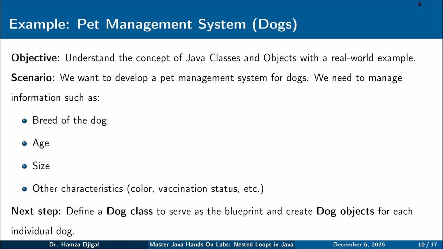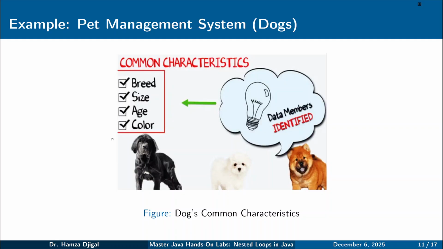So let's see this concept based on a real example. We assume we want to create a pet management system for dogs, for instance. We want to develop this, and we need to identify the common attributes of the dogs. For instance, we have the breed, the age, the size, and other characteristics. Since we say Java is OOP, it means any problem can be designed in the form of objects and classes. So first, we have to identify the common characteristics of this object. As we see here, we have identified 4 characteristics of this dog.